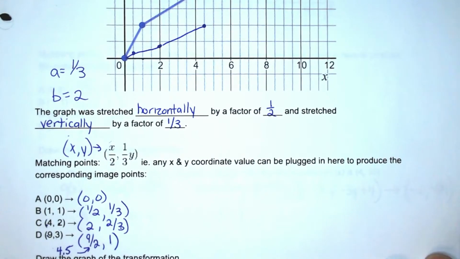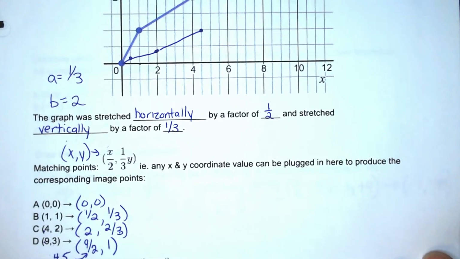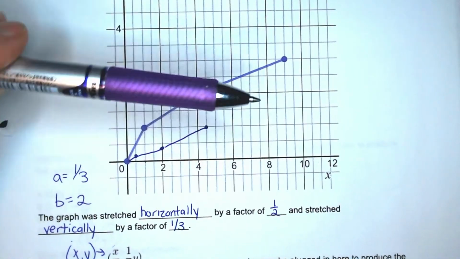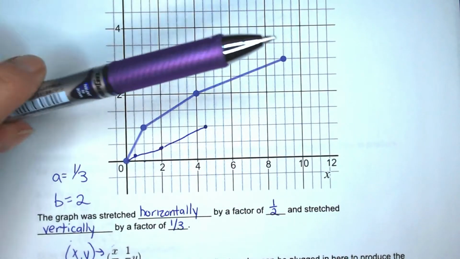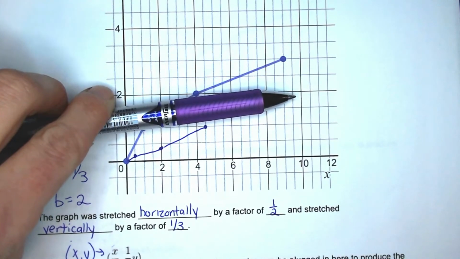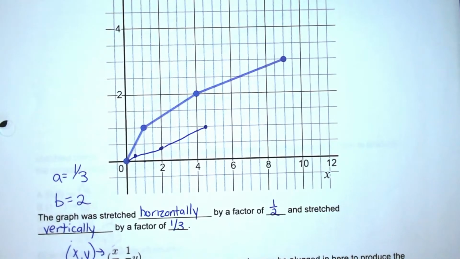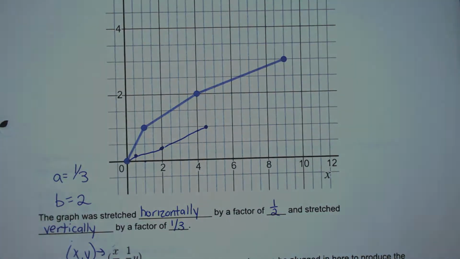So what we can see is that nice change in our graph. It's shrunk in size by half, and it's also shrunk in size vertically by 1/3. It's 1/3 as tall as it used to be.